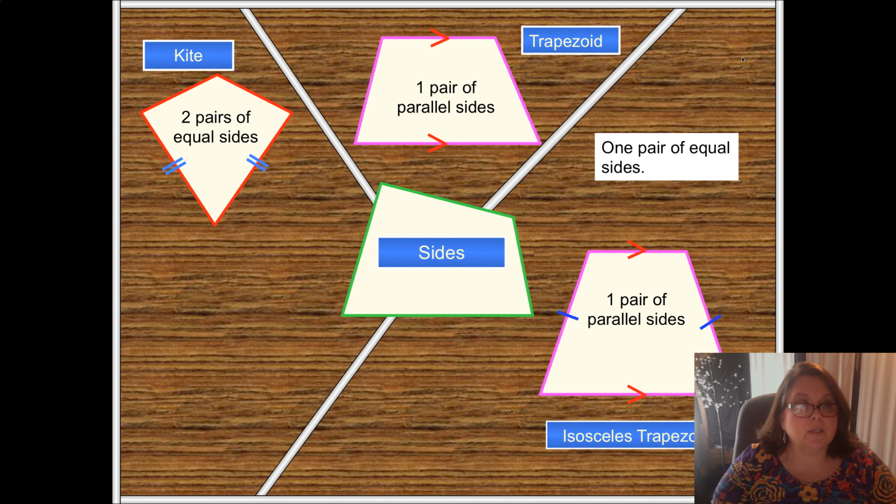All right, then let's look at the kite. I have two pairs of equal sides. Notice the double tick marks here. The longer sides that are on the bottom of the kite are going to be equal to one another, and then the two shorter sides on the top of the kite are going to be equal to one another. So two pairs of equal sides.